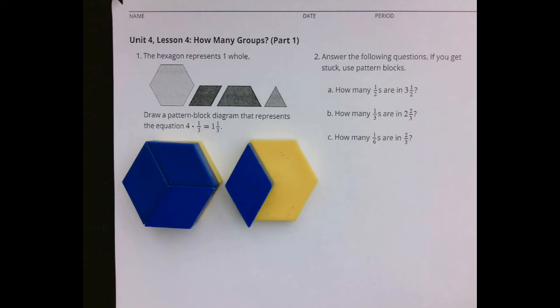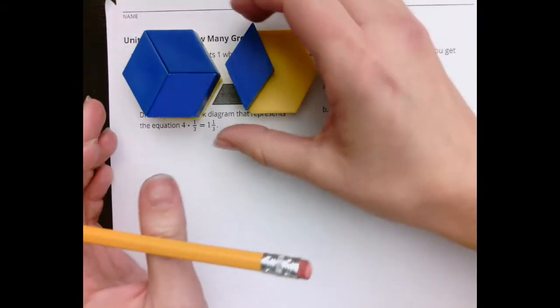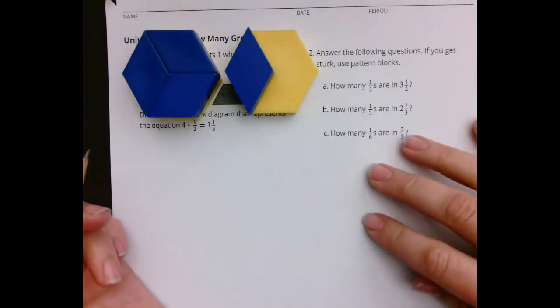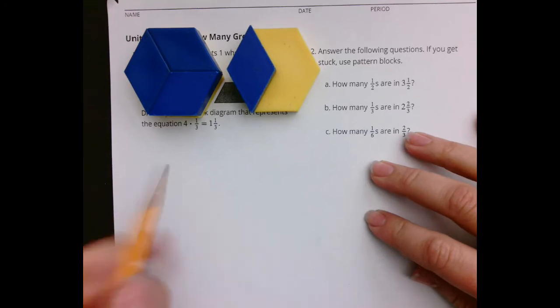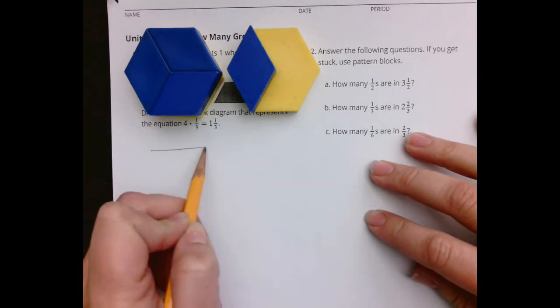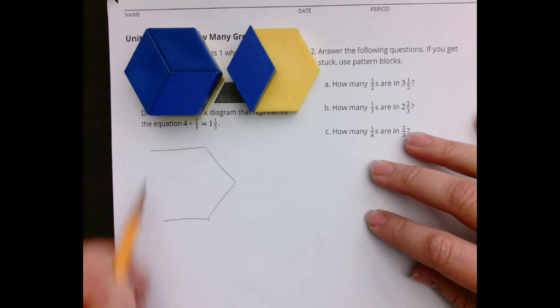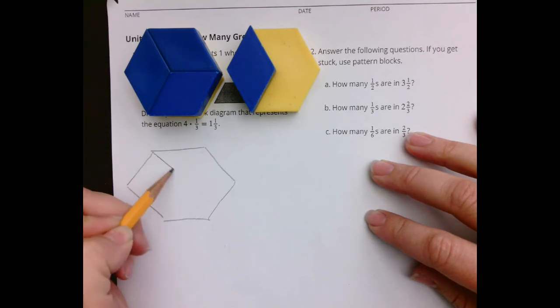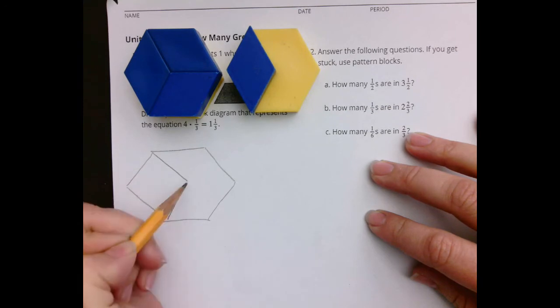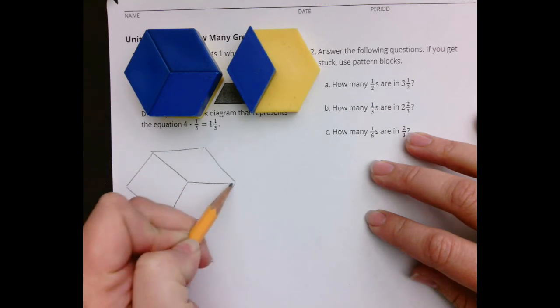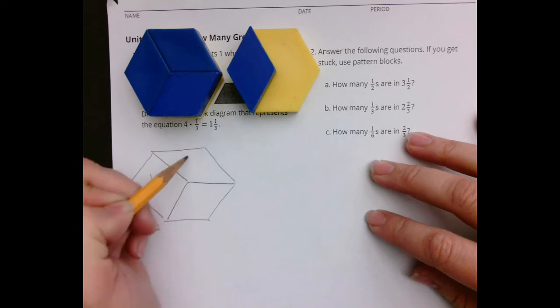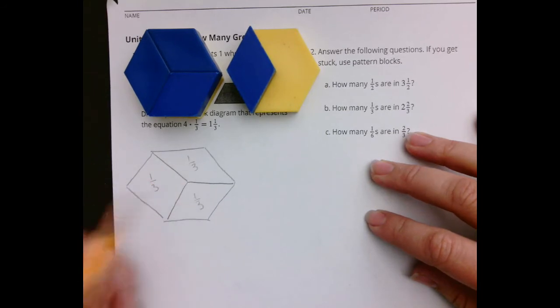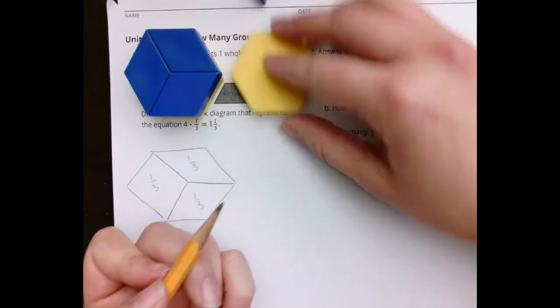And they want us to draw that pattern block diagram that represents that. So I'm going to move this up here. And remember, you can always go to the applet that's in the lesson. You can scan the QR code in your workbook. So I've got my hexagon. Doesn't have to be perfect, it just has to be readable. And I'm going to show... So this is 1/3, 1/3, 1/3. I know it's a little messed up here. Maybe I should just trace.